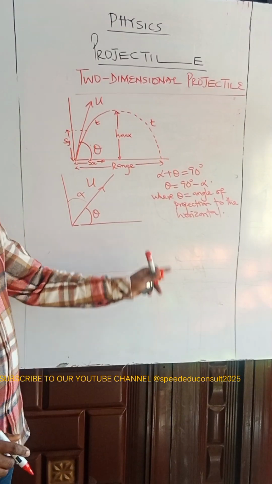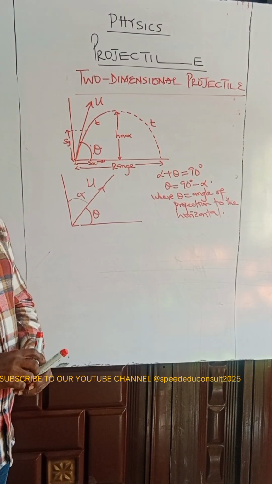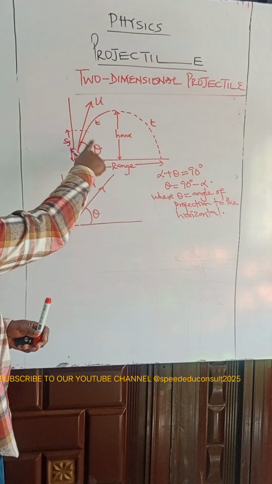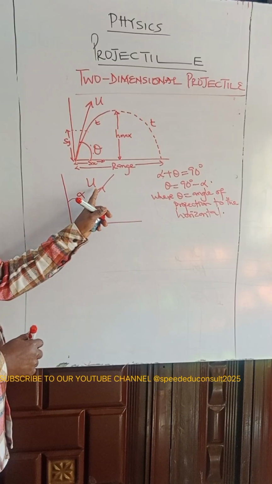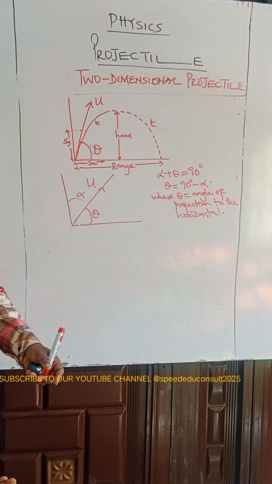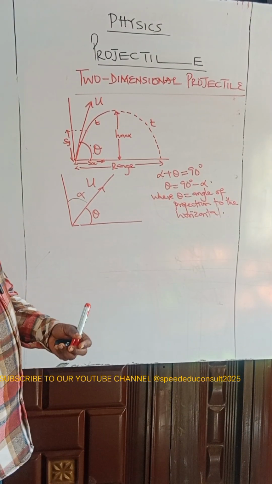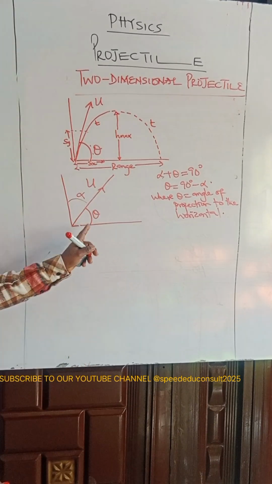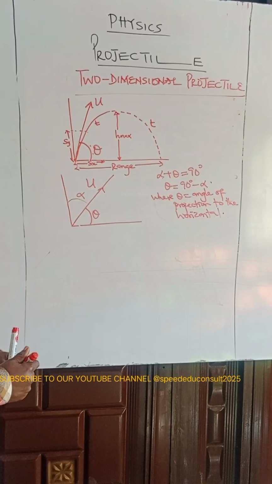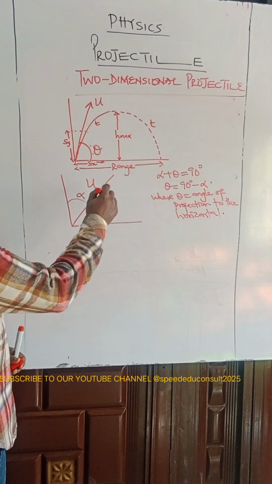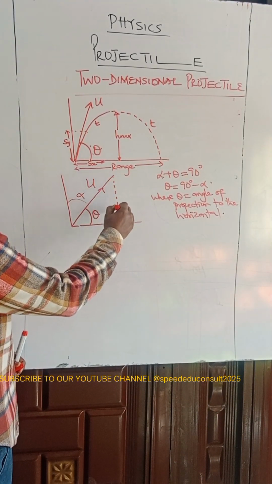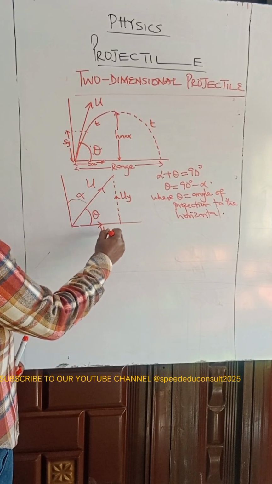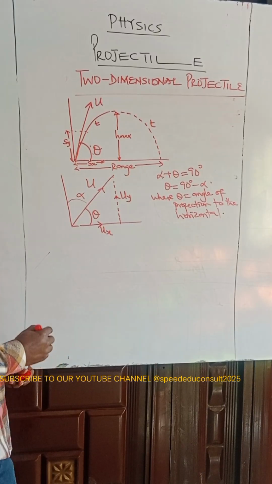If the angle of projection to the vertical is given, definitely you have to subtract alpha, the given angle, from 90 degrees to get the angle to the horizontal. So u is inclined here, unlike in one dimensional projectile, where the angle is 90 degrees, thrown vertically upward and downward. But here it makes a certain angle to the horizontal. We call it inclined initial velocity. So it is resolved into 2 components. We have uy and ux.